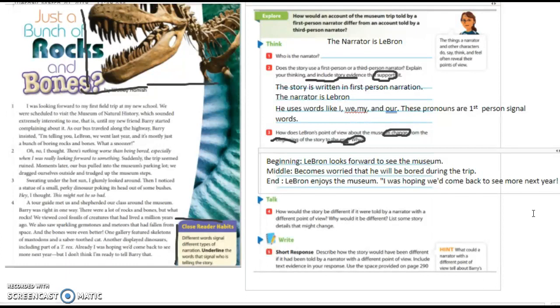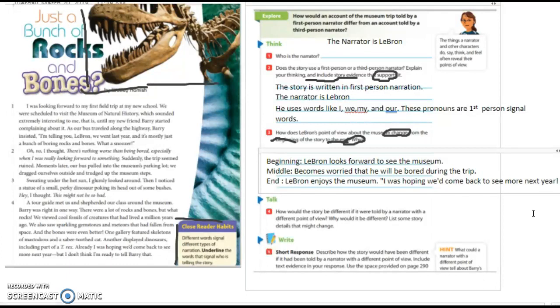Okay, so hopefully you got some good details working with your neighbor. Remember, if this story were told by a third-person narrator, we might not know Barry's thoughts. In paragraphs 2 and 3 and 4, it tells us what he's thinking. And if it was told through a third-person point of view, we might not know that. When it was told through a third-person point of view, it might be different because Barry gives us a lot of insight about what he was feeling.